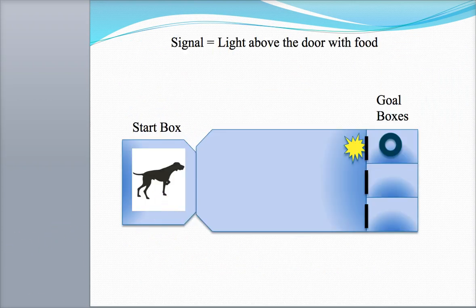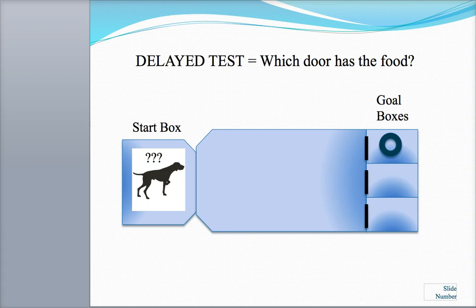So here's a diagram of Wallace Hunter's apparatus. It started with a start box, and in this case the dog is put into the start box, and there's a barrier. The dog can see through the barrier. There are 3 goal boxes. Food is loaded into one of them, and a light goes on. This is the way of letting the dog know the food's in here. And then the light goes off, and the dog waits and waits and waits.